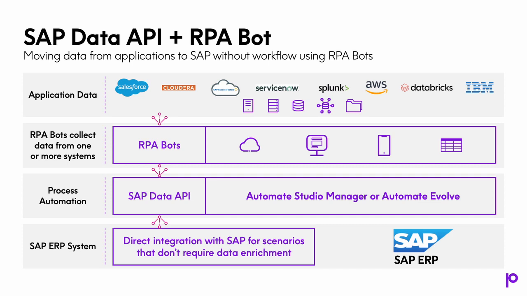We've seen a number of customers do this, and they've had great results being able to do this because, again, the RPA bot does what it does best, which is gather data from multiple sources and then call us, and we do what we do best, which is being able to post that data into SAP directly. So again, it's using us as that last mile into SAP. So that was just a quick view of the SAP Data API. It's pretty simple. It's pretty straightforward. And those are really the use cases we've seen from our customers.